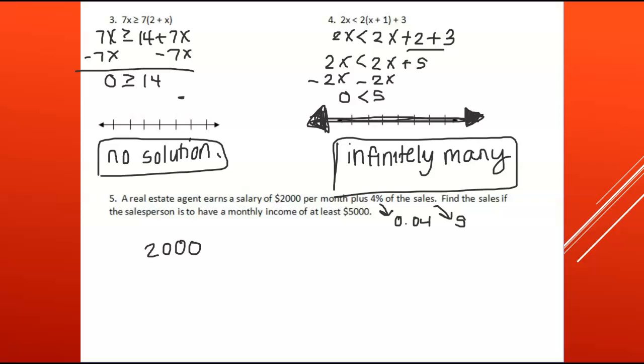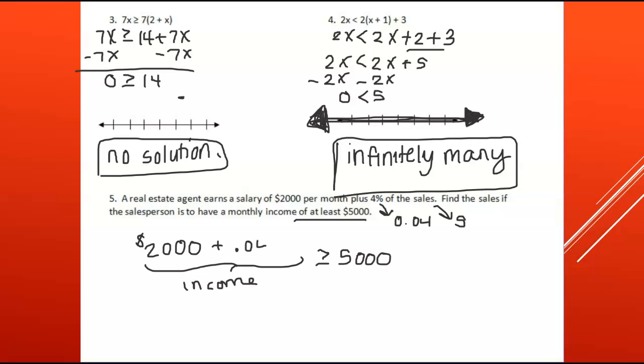Find the sales. The salesperson is to have a monthly income of at least $5,000. So if this side represents her income, if it has to be at least $5,000, her income needs to be greater than or equal to 5,000. So she gets 2,000 no matter what, plus 4% of her sales. We are trying to find the sales, so we're solving for S.